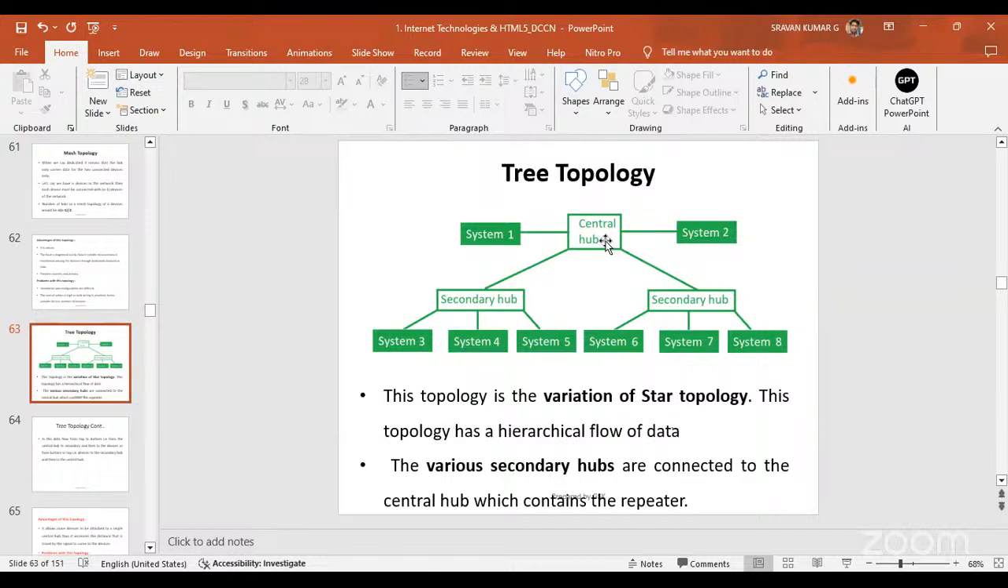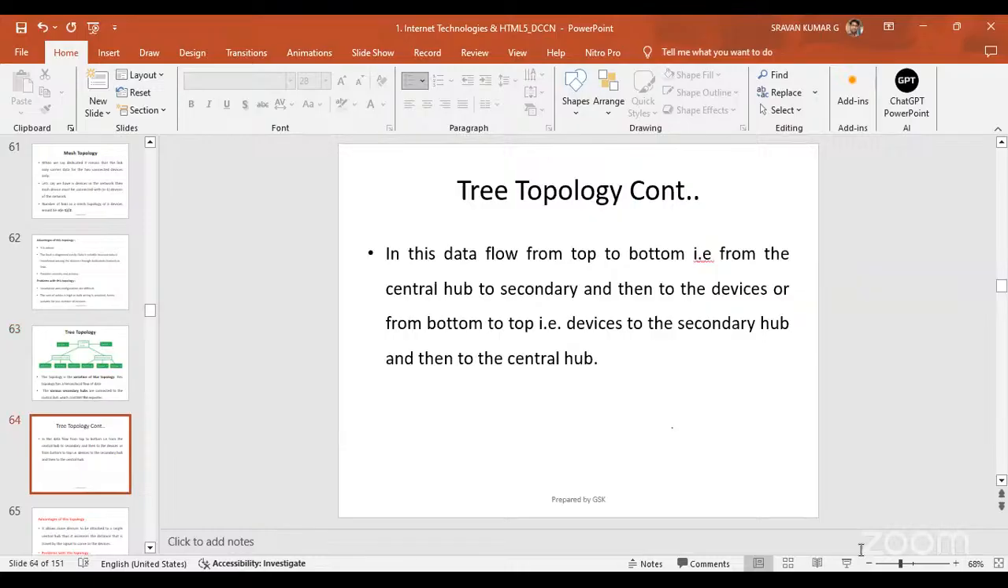But here, below the central hub, we are maintaining other hubs called secondary hubs. And for those secondary hubs, again nodes are connected. So this is the hierarchy that we implemented in the tree topology. In this, data flows from top to bottom, that is from the central hub to the secondary hubs and then the devices, and from bottom to top, that is from devices to the secondary hub to the primary central hub. Two directions are possible.